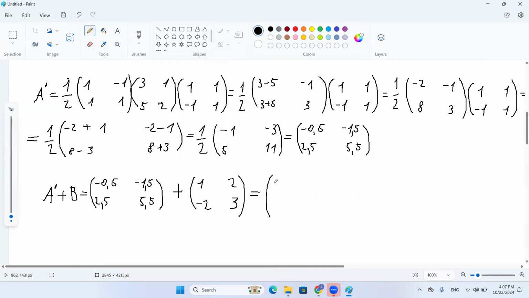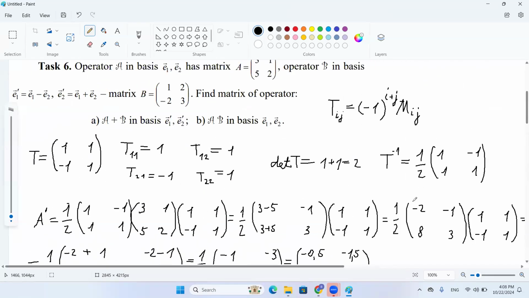So let's add 0.5, 0.5, 0.5 as well, and 8.5. And this is the answer, the final answer. Any questions about this task? Or no questions? No questions. Okay, and I have a question for you.